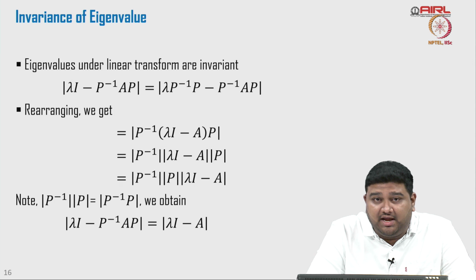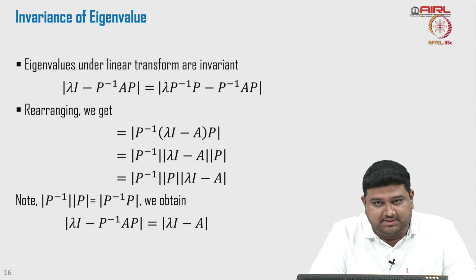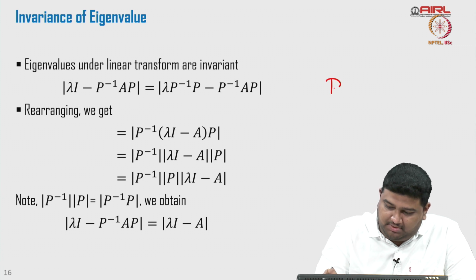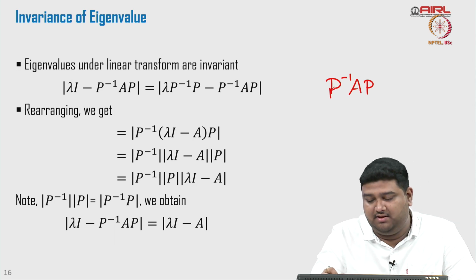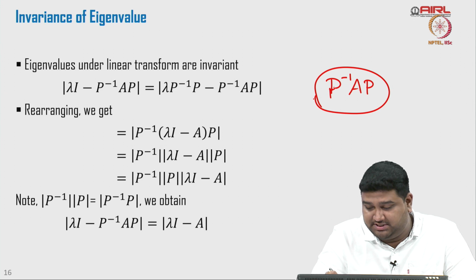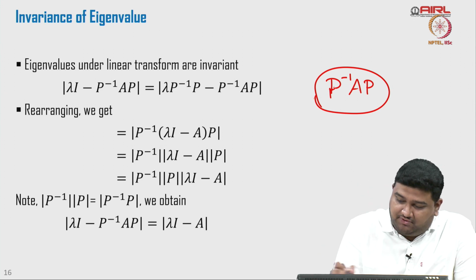Now let us talk about the invariance of eigenvalues. So what happens to the eigenvalues of a matrix if you do this transformation? Remember, we transformed this matrix by making P inverse AP. What happens to the eigenvalues of A after it gets transformed? So are the eigenvalues the same, or do they change? How do they change? Now let us take a look at the eigenvalues of P inverse AP.